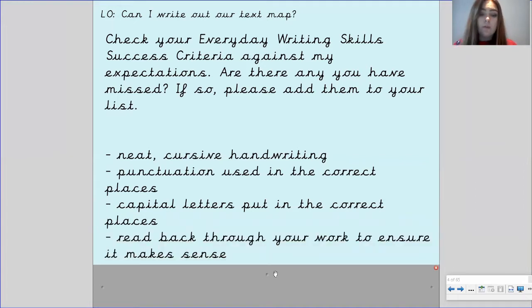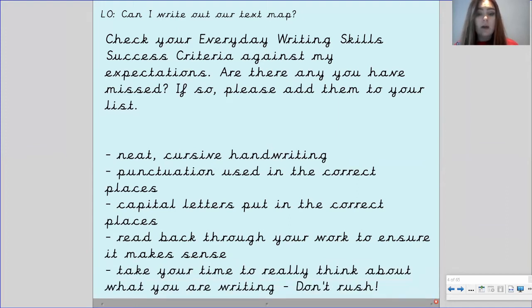I also want you to make sure that you are reading back through your work to ensure it makes sense. Go back to the start, read through it, make sure you haven't missed out any letters or any words, and make sure that it does make sense. And lastly, I want you to take your time. Really think about what you are writing. Don't rush.